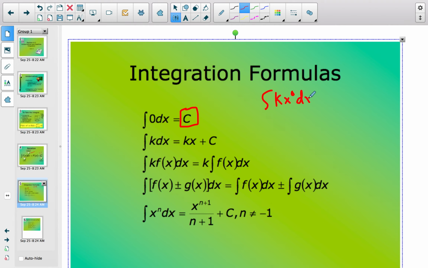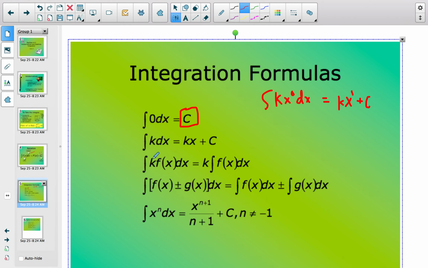And then when you take the integral of that, you up this right here to 1. So now you have x to the 1. And then when you divide by 1, it's just basically kx. And then don't forget your constant of integration. Okay?